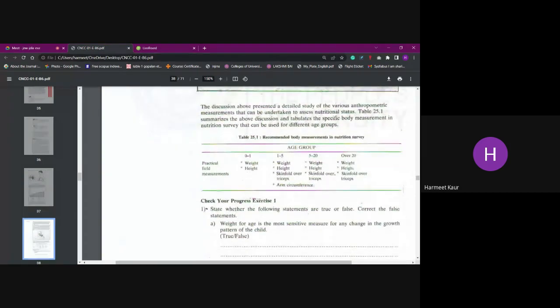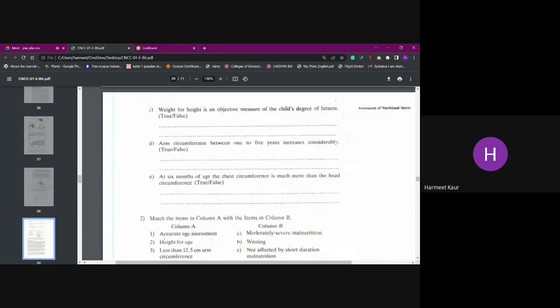So they have given you this particular table. This is a very simple thing. As I discussed, weight and height are the most important anthropometric measures. Using weight and height, we can assess the nutritional status of the child depending upon the indicator you're using: weight for age, height for age, weight for height, arm circumference for age. And in case of children, the other important ones are chest circumference, head circumference, and also skin fold thickness. So this was your first method, that is anthropometry.